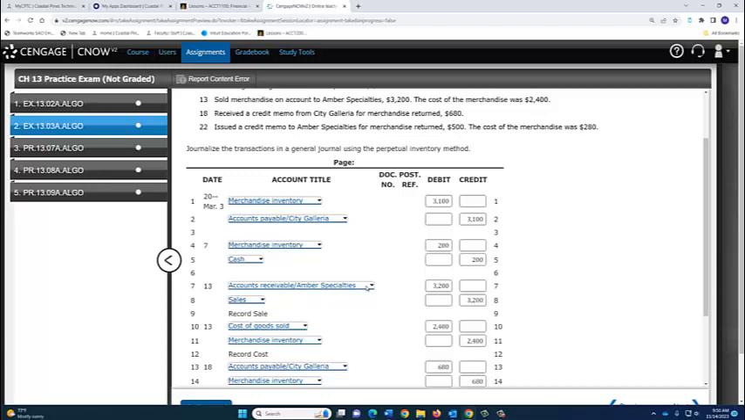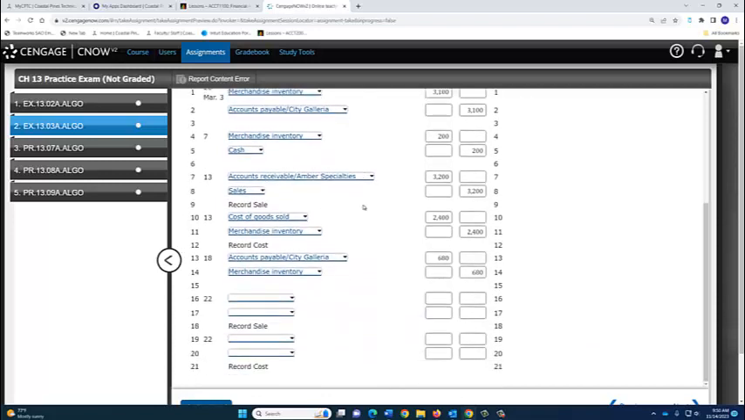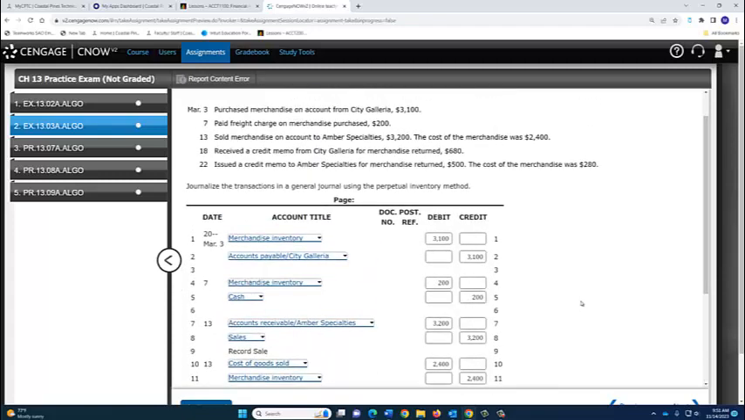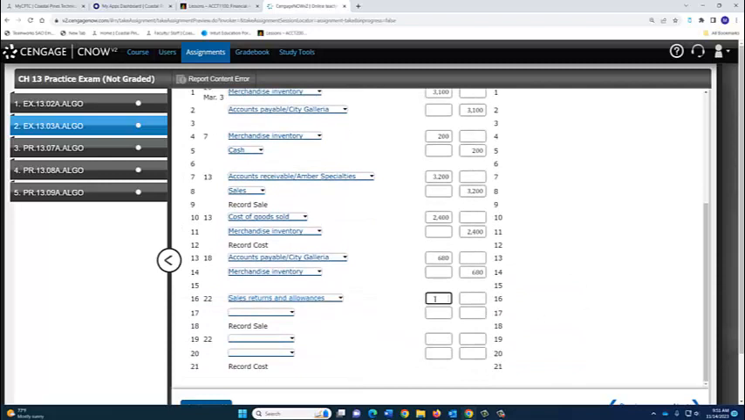So with our sale here, our customer returned $500 in merchandise that we sold to them. That is the retail amount. However, we need to take this merchandise back into our inventory at the cost, and the cost was $280. All right, so the first thing we're going to do is record the sales return and allowance for the $500, and we're going to reduce the accounts receivable for that customer.